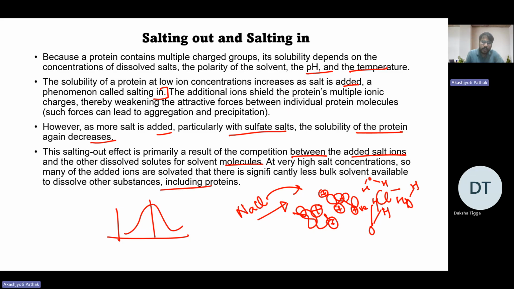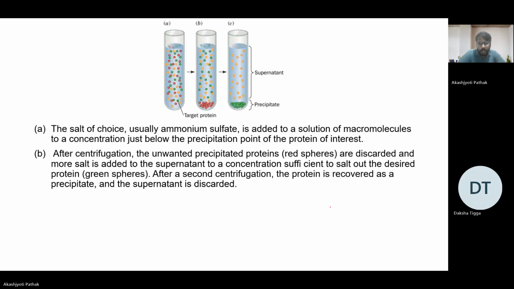So anything is soluble. Why? Because a shell of water is formed around these charged molecules, negative and positive, and it makes the molecule soluble. Okay, now this is ammonium sulfate.